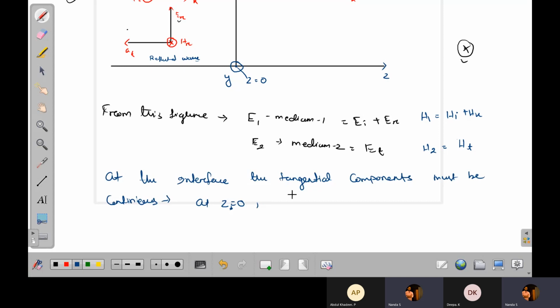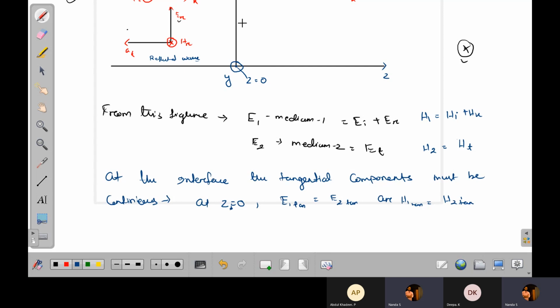So at z equals 0, we have to write E1 tangential component equals E2 tangential, or H1 tangential equals H2 tangential. So this tangential component should be the same at the interface. The total E field here should be equal to the total E field here. Again, that E field, whatever is transmitted and whatever is reflected, will be subtracted from this. So the total tangential field at the interface should be the same.